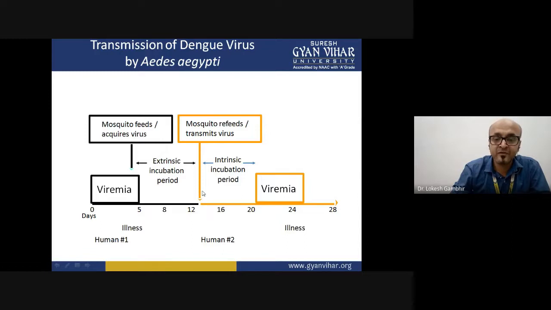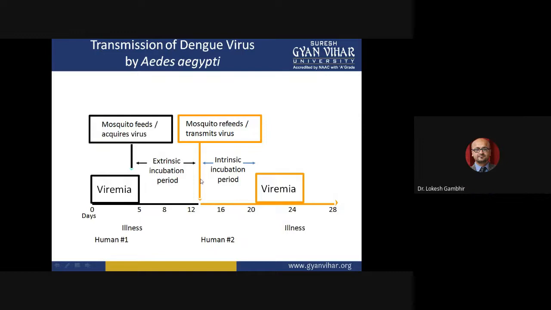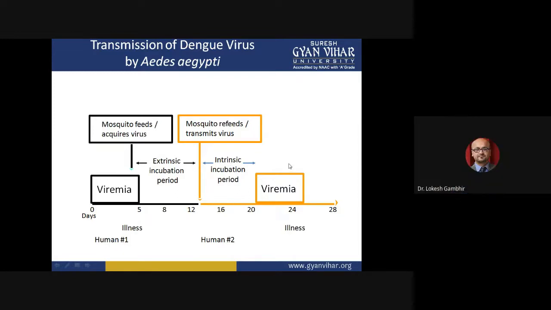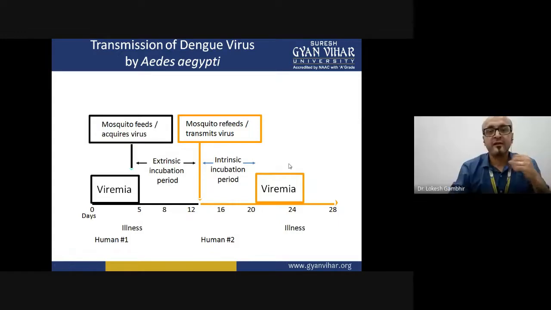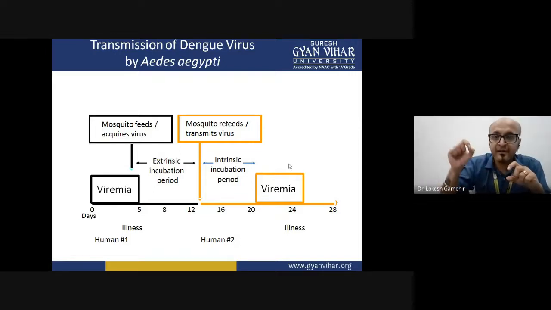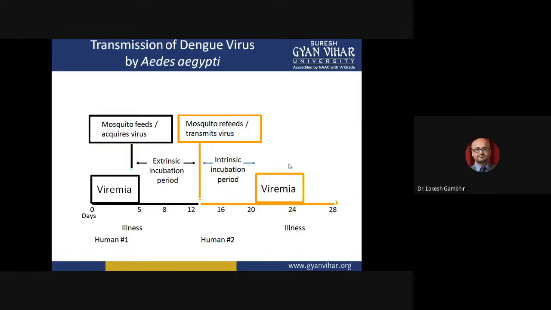Then after biting, there will be an intrinsic incubation period of say 6 to 7 days, and then that second individual, who was bitten by the infected carrier mosquito, will develop viremia, and that is how the disease is spreading. If there are 10 healthy individuals and Aedes aegypti, there will be no dengue. If there is one infected individual and there is Aedes aegypti, it will feed on the blood of the infected and will infect the other 9 in the vicinity. And that is how dengue continuously spreads.